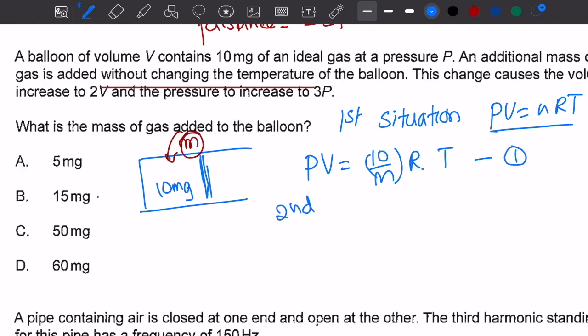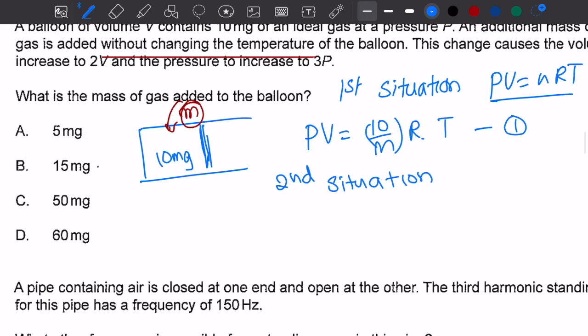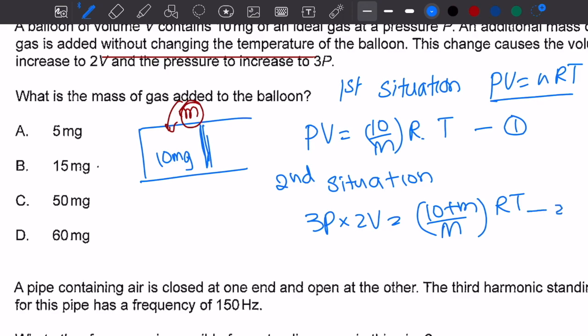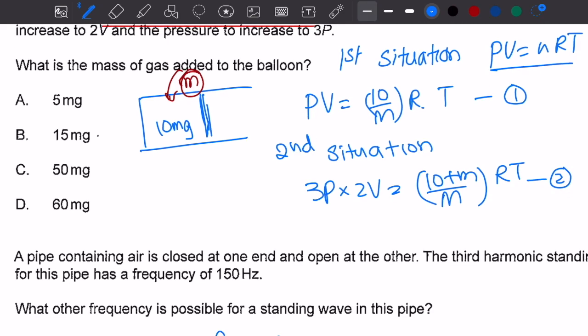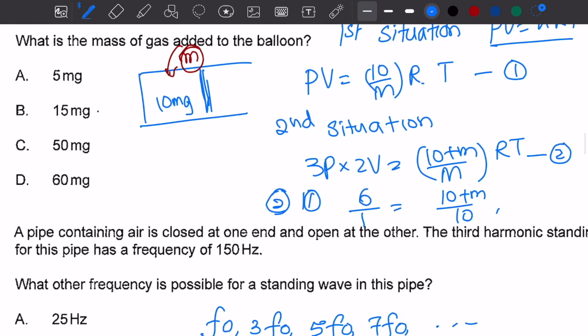Once you add another mass of gas, let's write PV equals nRT again. So now pressure is 3p, volume is 2v, n is (10 plus small m) divided by capital M, RT, because it's the same gas. When I look at this one, if I divide 2 by 1, I will get 6 equals (10 plus m) divided by 10. From there I can get m equals 50 milligram. So answer is C.